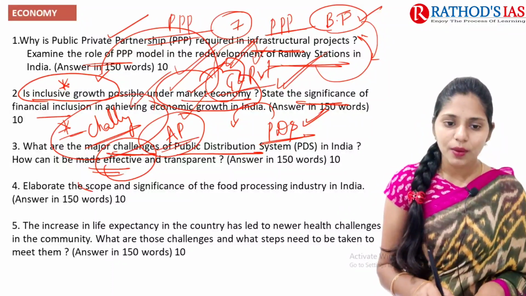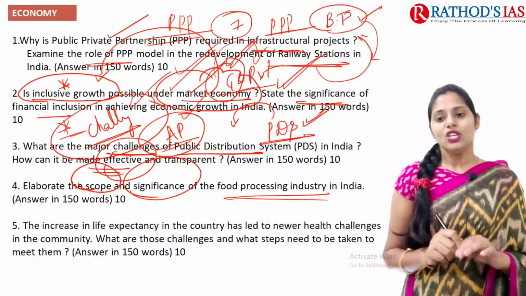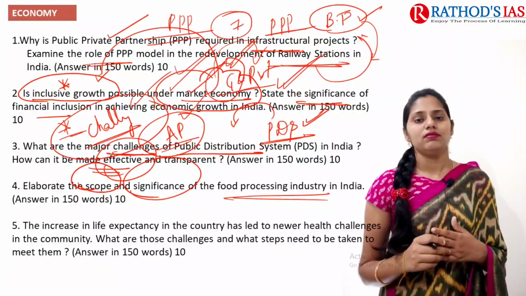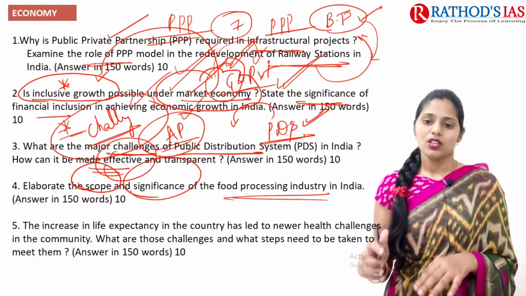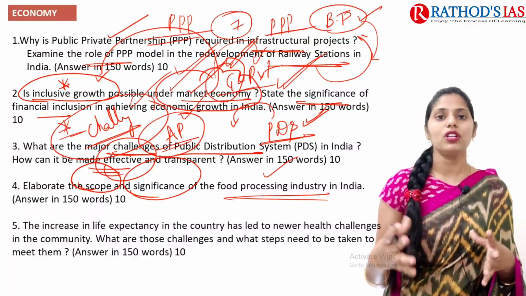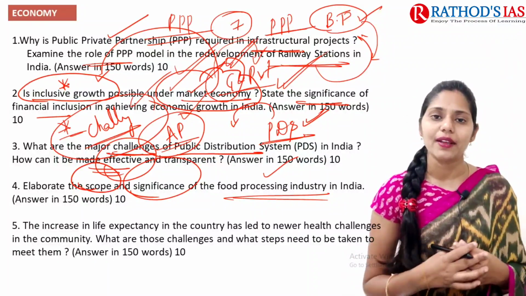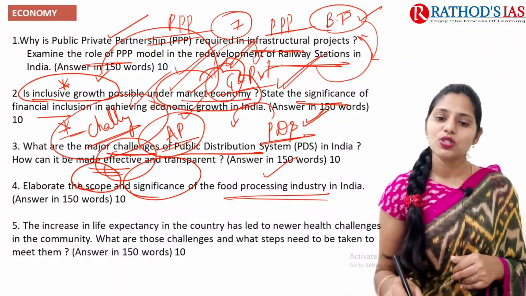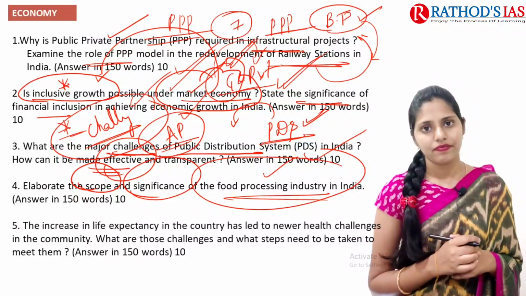And the next one is, elaborate the scope and significance of food processing in India. Yes, the food processing industry is one industry that we didn't focus on. We know that we are good at producing milk, we are good at producing vegetables, but if you see, the wastage is also very high. So why is there wastage? Because there is no proper development of food processing industries in India.